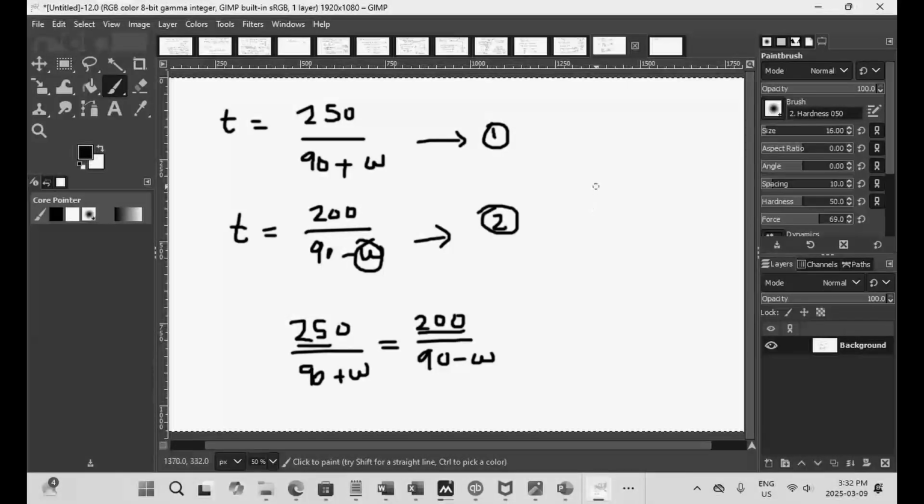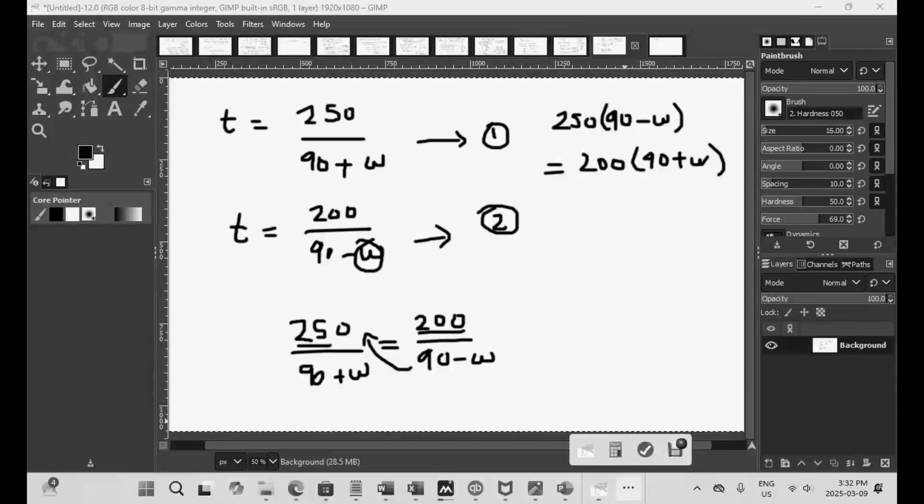Now you can solve for W. In order to solve for W, you simply rearrange. So this goes on the other side: 250 into 90 minus W equals 200 into 90 plus W. All right, so 250 into 90, how much is that?